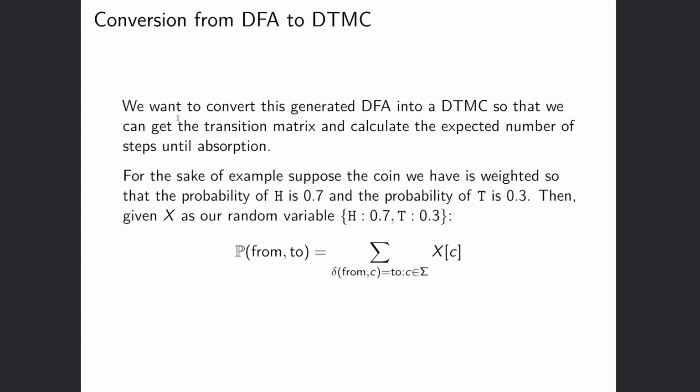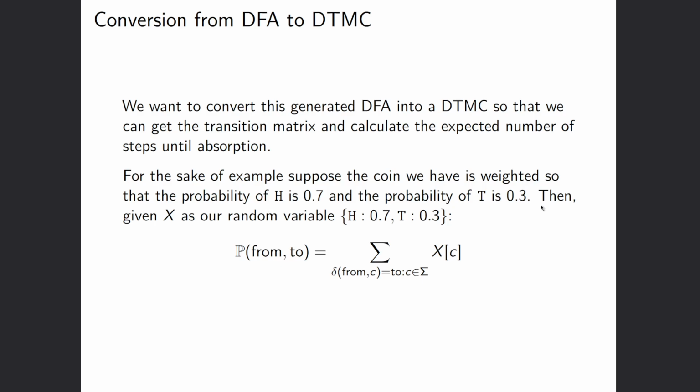So now let's talk about conversion from a DFA to a DTMC. We want to convert this generated DFA into a DTMC so we can get the transition matrix and calculate the expected number of steps until absorption. For the sake of example, let's suppose that the coin we have is weighted. This is just for illustrative purposes. The coin might as well not be weighted, but this is just for the sake of example to demonstrate what it looks like and how we get those probabilities and add them up in the conversion process.